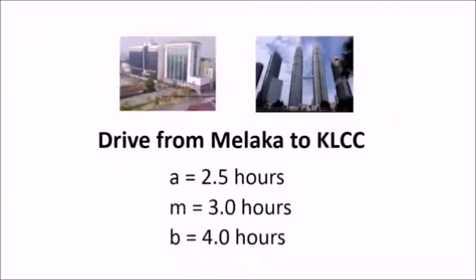For example, consider driving from Bandar Melaka to KLCC. If there are no traffic jams, for example during the weekend, the drive takes about 2 hours 30 minutes. So the optimistic time A is 2.5 hours. During a working day, before peak hours, the drive takes about 3 hours. So the most probable time M is 3 hours. But if a person is caught in the traffic jam, the drive can take up to 4 hours. So the pessimistic time B is 4 hours.